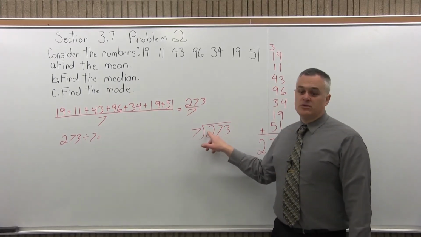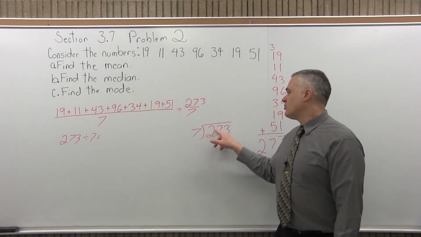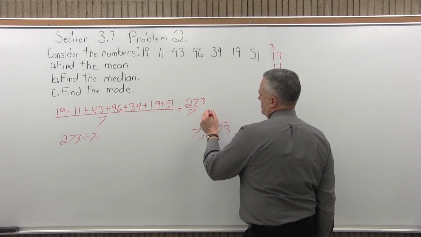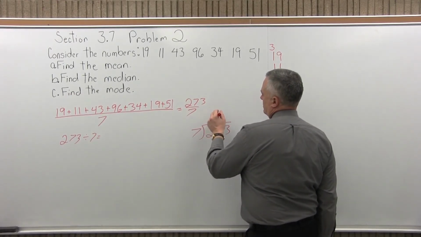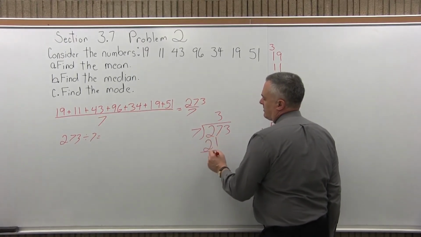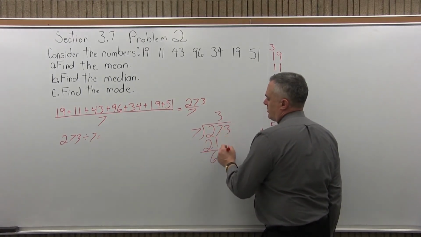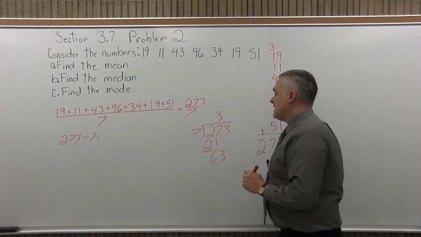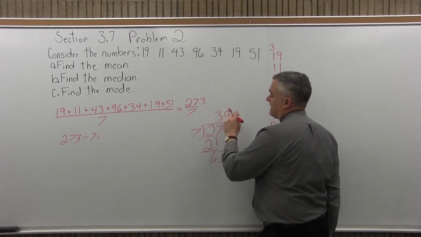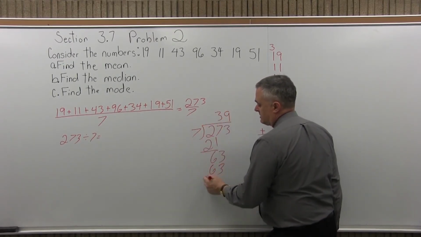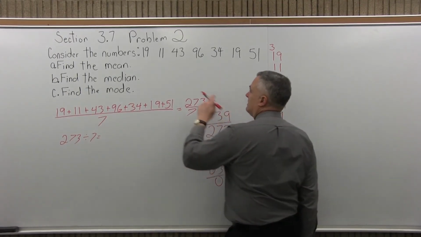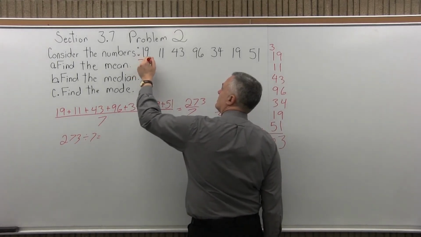7 divides into 2? 2 is not big enough, it won't go. So 7 divided into 27 will go. 4 times 7 is 28, so that's too big. So 3. 3 times 7 is 21. 27 minus 21 is 6. Bring down the next digit, which is a 3. And actually, it'll go even now. 7 times something is 63. It's times 9 exactly. 9 times 7 is 63. Subtract: 63 minus 63 is 0. So the average, or the mean, is 39.